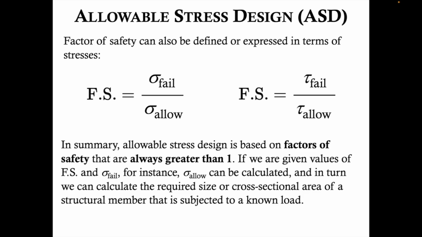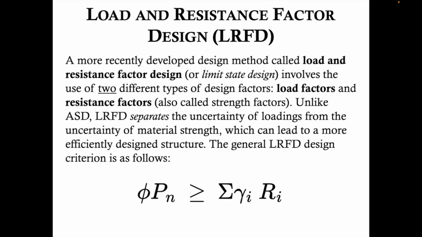If we are given values of factor of safety and sigma_fail, the failure stress for instance, then sigma_allow, the allowable stress, can be calculated. And in turn, we can calculate the required size or cross-sectional area of a structural member that is subjected to a known load. A more recently developed design method called load and resistance factor design, or limit state design, involves the use of two different types of design factors, load factors and resistance factors, also called strength factors.